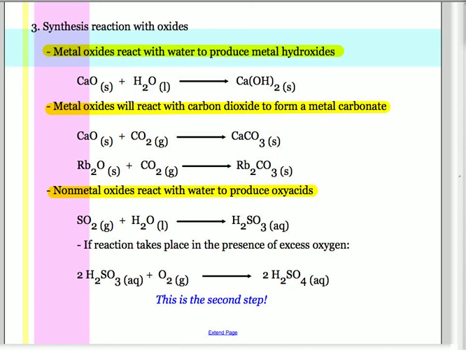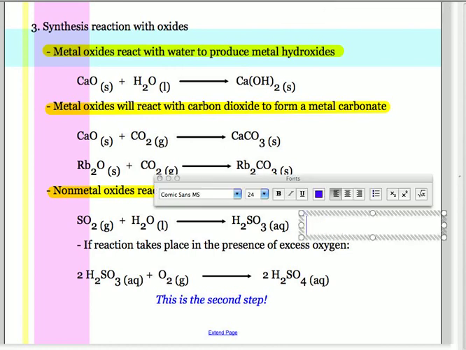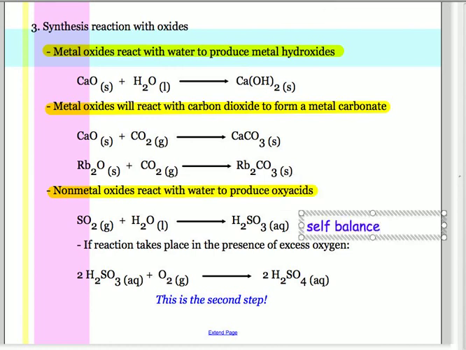One nice thing you might want to write down with this one is they self-balance, which means no coefficients. Basically, they only use what they have. Like we had 2 hydrogens, so we have 2 hydrogens. We had 1 sulfur, so we have 1 sulfur, and we had 3 oxygens, so we have 3 oxygens.